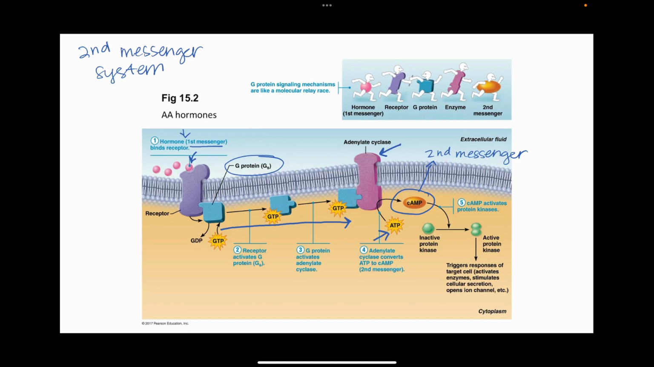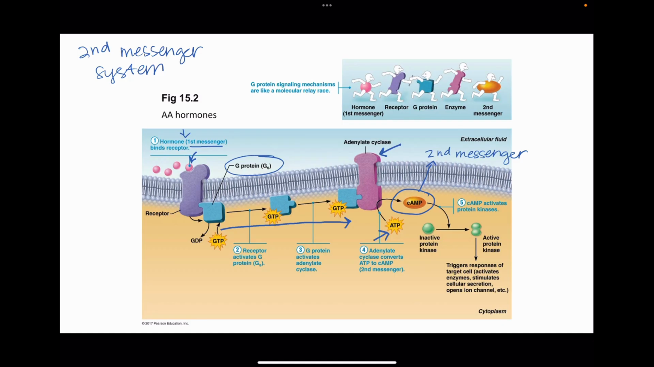Now, what you're responsible for is just this summary here. How amino acid-based hormones work is we have the hormone, passes it off to the receptor, which passes it off to the G protein, and then to the enzyme, and then finally to the second messenger, which is then going to carry out the response. Okay, that's kind of the flow of how amino acid-based hormones work.